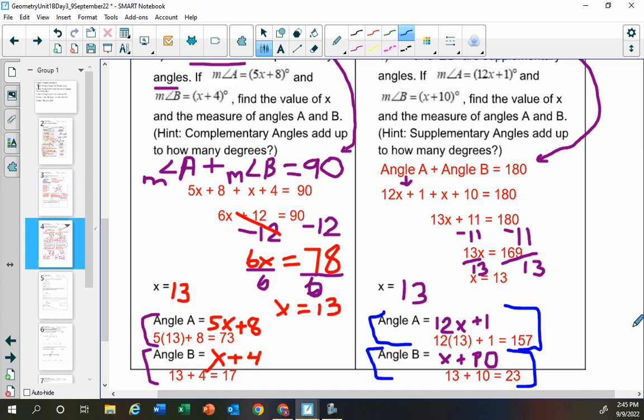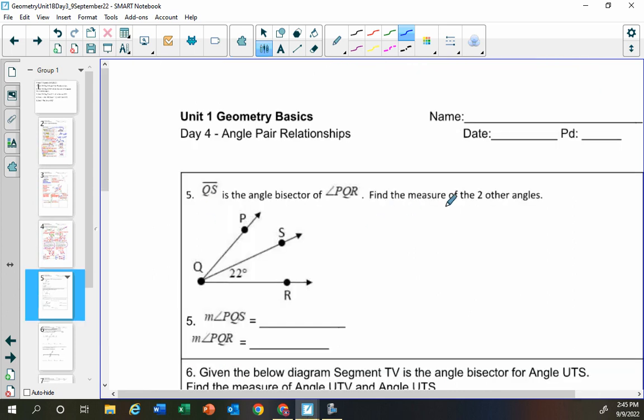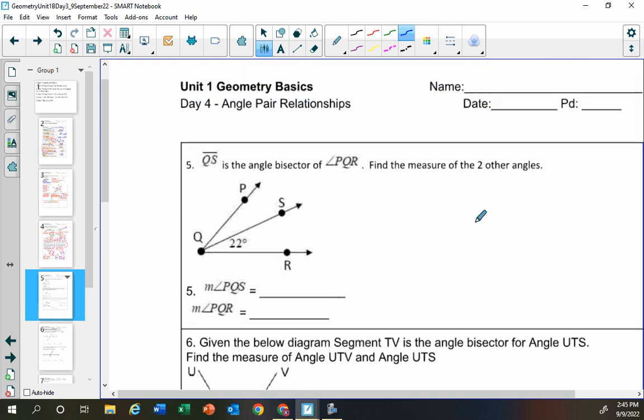All right. Let's look at the backside real quick. Doing really well. All right. So the last thing I want to talk about: angle bisectors. This is going to be important. So what did we say about angle bisectors? The angle bisector did what to the big angle? Cuts it in half. Cuts it directly in half. So if this side is 22, what must this side also be? Good.